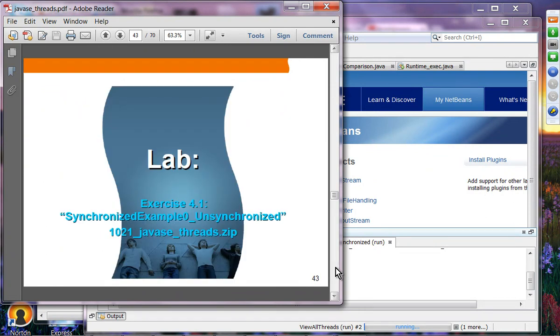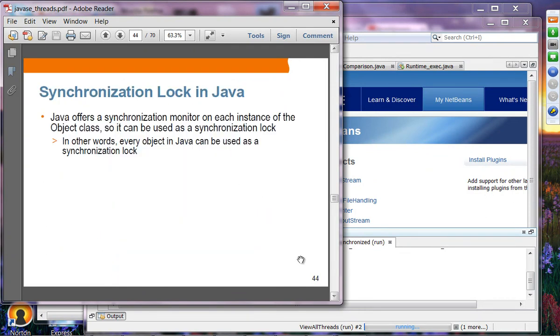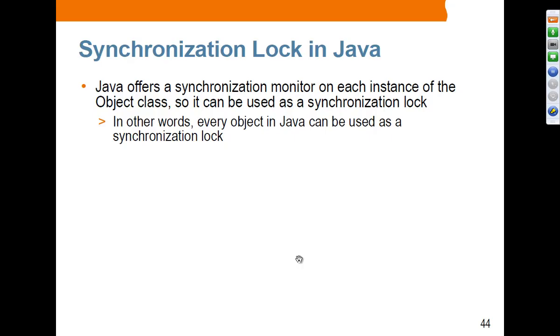All right, so synchronization lock in Java. Java offers what is called a synchronization monitor. You can think of it as a lock. Java offers a synchronization lock, or we can call it just a lock, on each instance of the Object class. So every single object in Java has this synchronization monitor, meaning every single object in Java can be a lock.